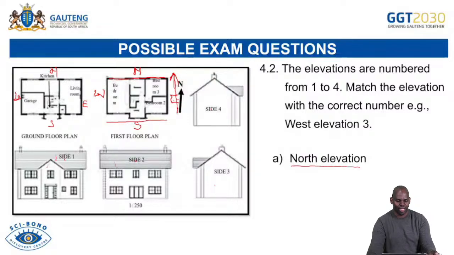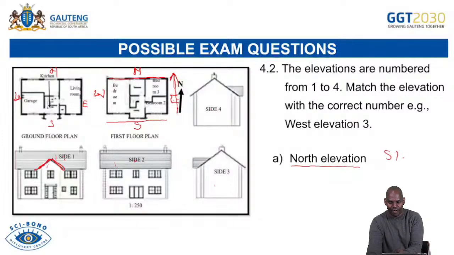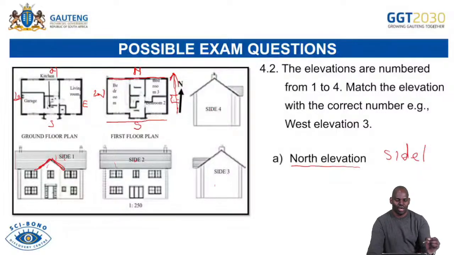You can see that this one has got a veranda. So obviously the one that has got a veranda will be the south elevation. So that will be side 1. This one has got a veranda, so it's the south elevation.